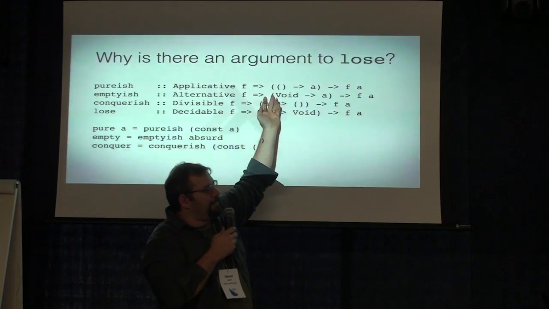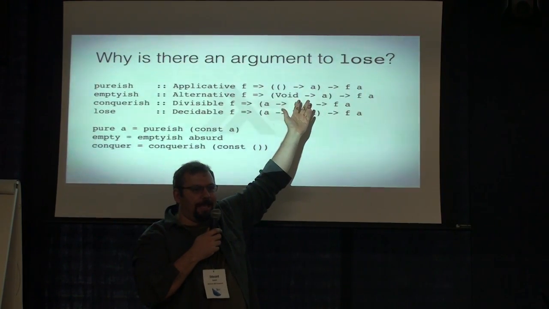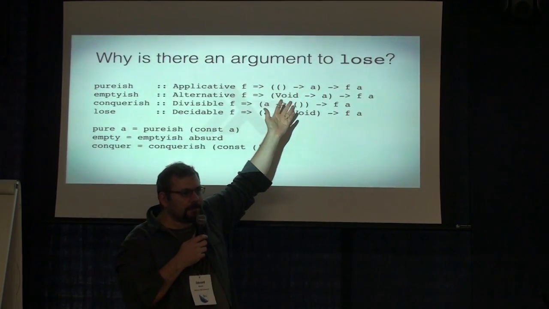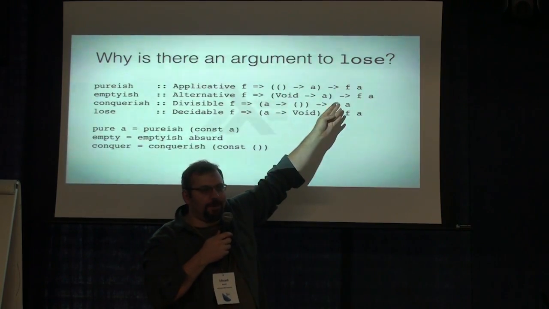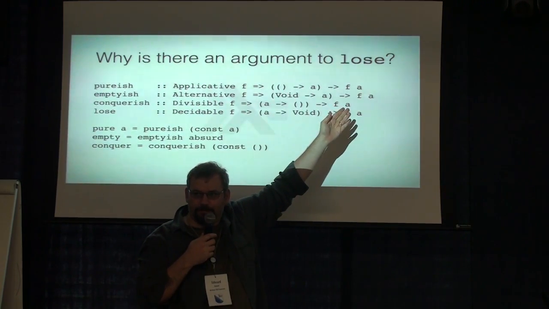But functions from unit to A are boring. They might as well just be A in Haskell. We're not in ML. So this is A to F of A. That's why pure has the arguments A goes to F of A.